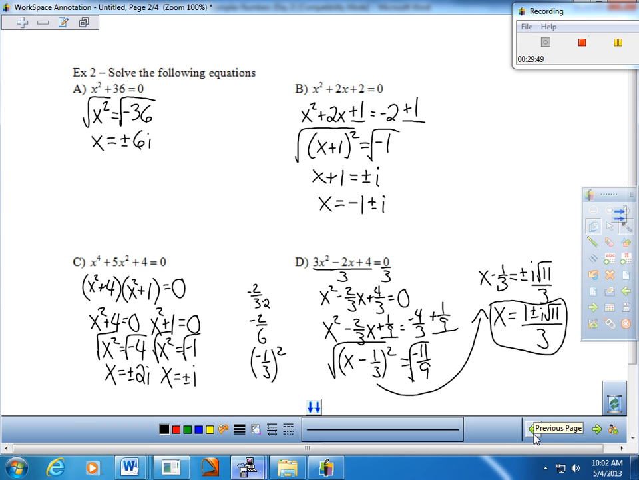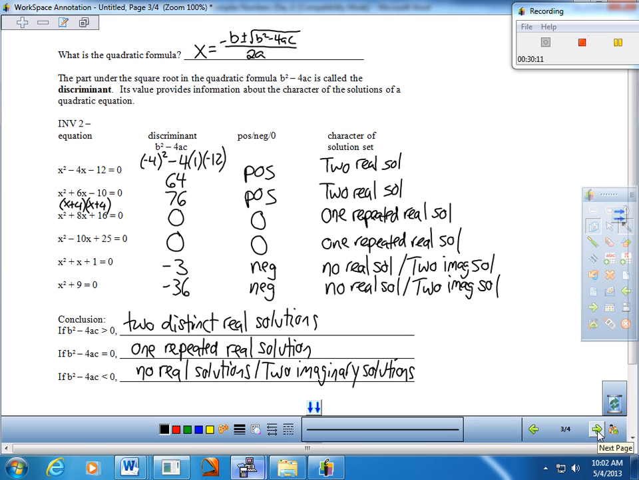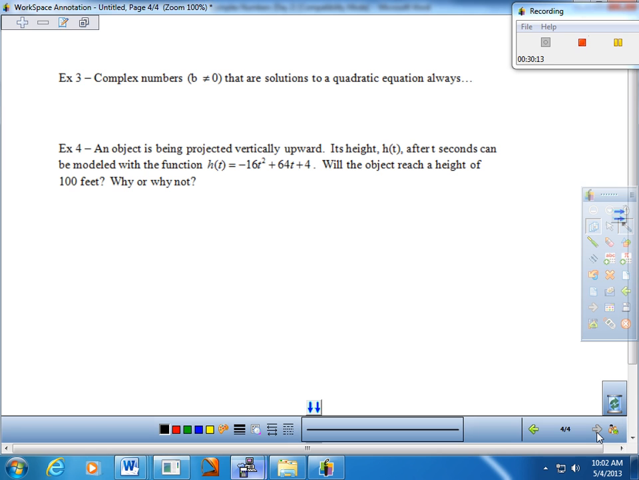let's see, look at your solution sets for these equations right here, 6i and negative 6i. What's their relationship? Negative 1 plus i, negative 1 minus i. What's their relationship? Look at this one, 1 plus i root 11 over 3 and 1 minus i root 11 over 3. So those solutions always appear as, coming right from yesterday's lesson, conjugates. Always as conjugates. And that's what you're going to see.